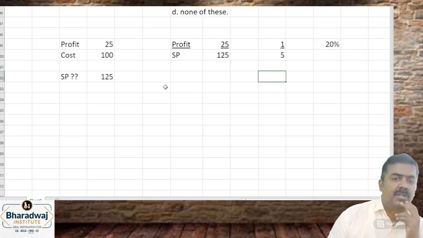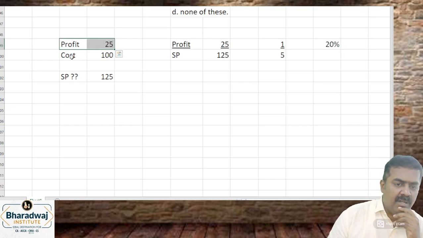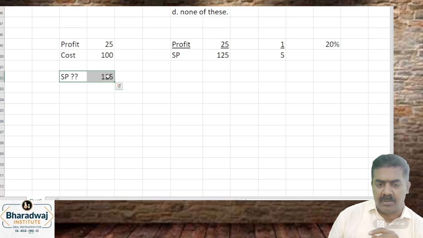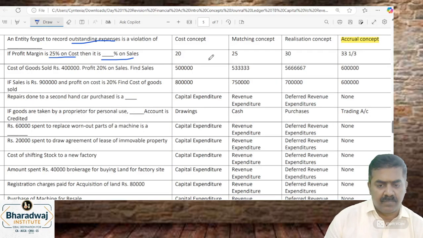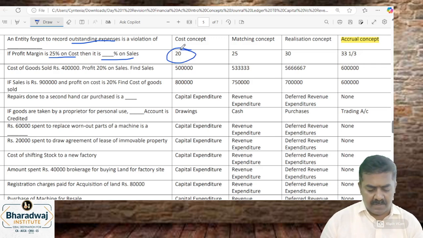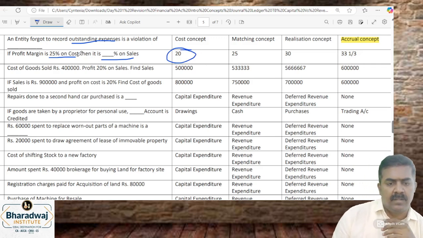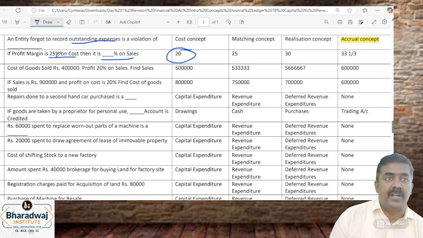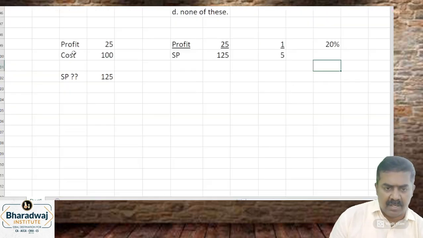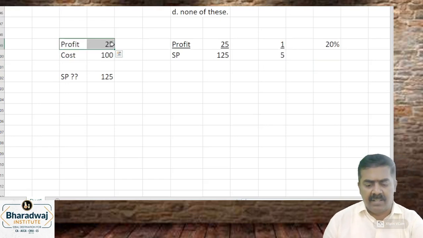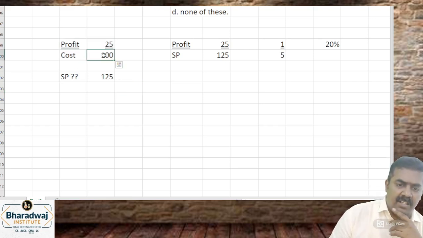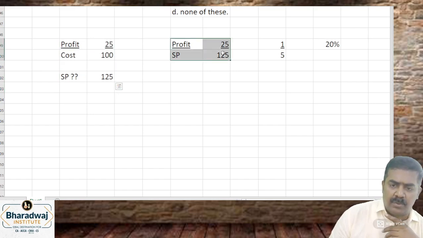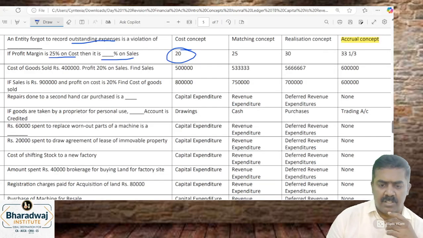Nothing but how much percentage? 20%. I repeat: profit is 25 on a cost of 100 rupees, selling price 125. So 25 by 125 is nothing but 1/5, that is nothing but 20%. The answer is 20%. What is 25% on cost? Mathematically, percentage is expressed per 100. 25 by 100, cost plus profit is selling price. 1/4 on cost, 1/5 on sales, it is the same concept.